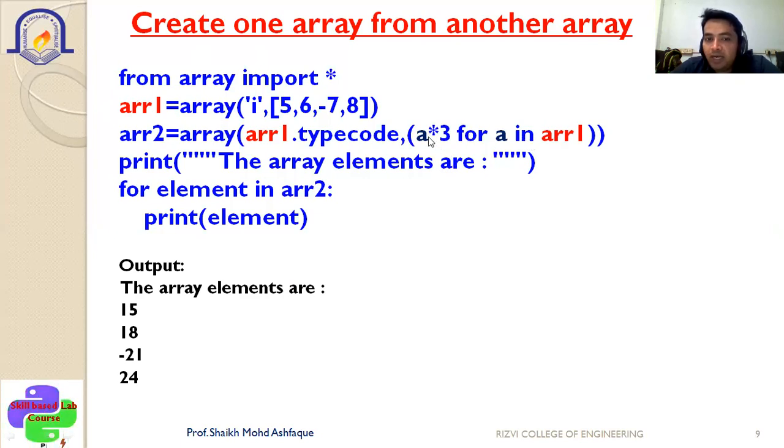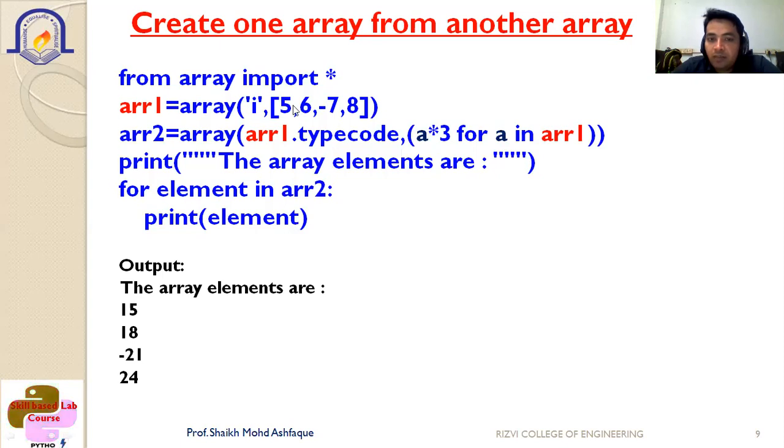A into 3 means we are trying to multiply the data available inside arr1 with 3, and then we are using the for loop, for a in ar1, for going through each and every element. For that purpose we are using the for loop. For a in ar1, print a, then it will definitely display each and every element. So in that scenario we are going to use the value of a, and it will be multiplied by 3. So you can see the output. Once again we have displayed the output. Print the array elements, for elements in array 2, then printing the element. So here you can see it.